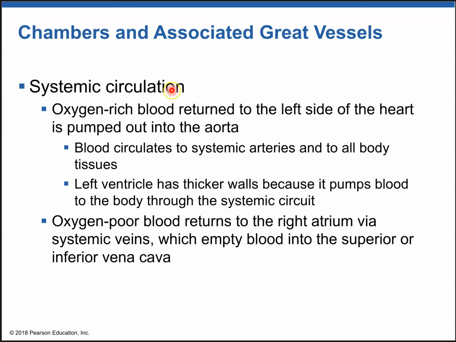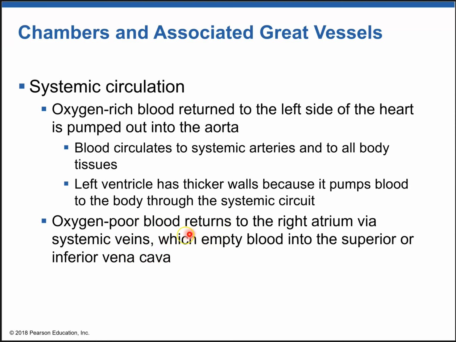Now, systemic circulation is pumping of blood, which is oxygen-rich, from the left side of the heart through the aorta. So the aorta is the largest artery, and the blood is carried from the left ventricle through the aorta into different systemic arteries and all over the rest of the body. So obviously, since blood needs to be pumped under a lot higher pressure by the left heart, the walls of the left ventricle are really thick to withstand the pressure.